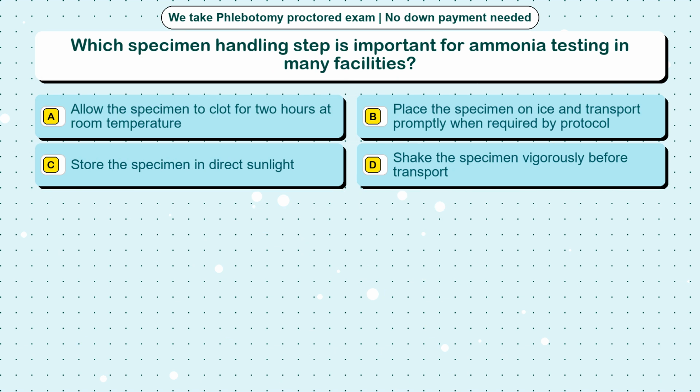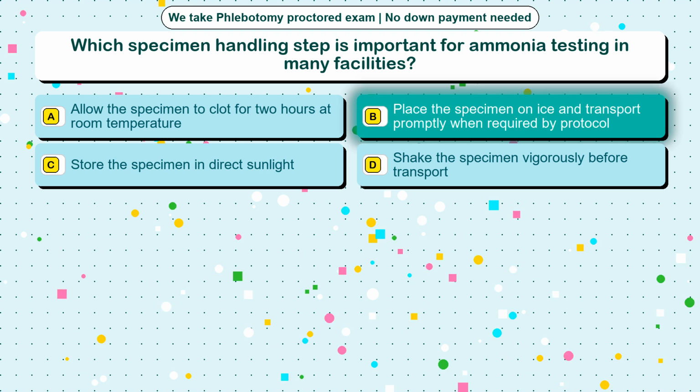Question 12. Which specimen handling step is important for ammonia testing in many facilities? Option A, allow the specimen to clot for 2 hours at room temperature. Option B, place the specimen on ice and transport promptly when required by protocol. Option C, store the specimen in direct sunlight. Option D, shake the specimen vigorously before transport.